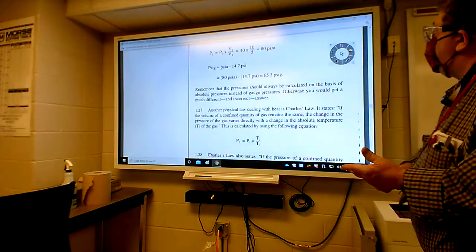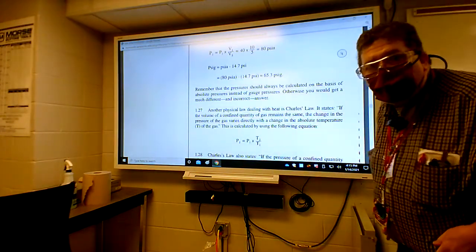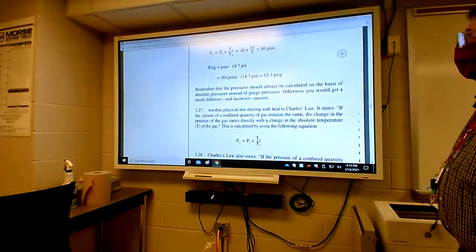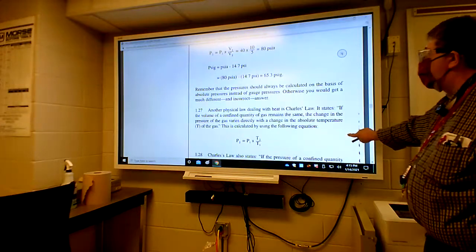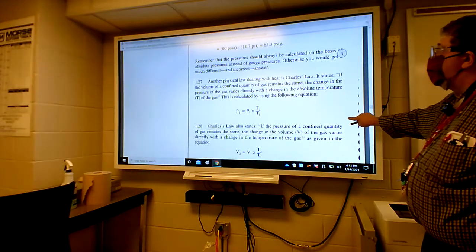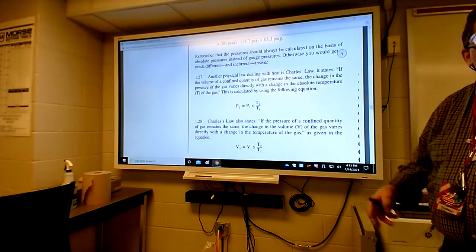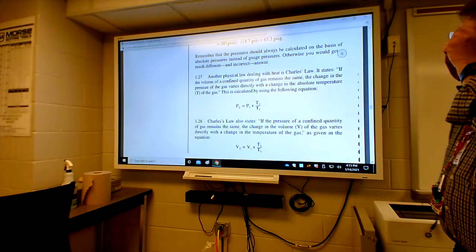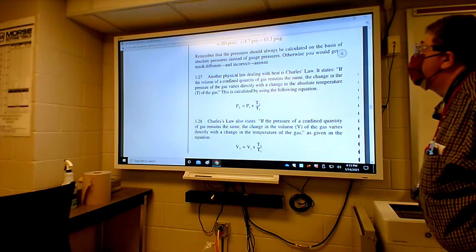Your pressures ought to always be calculated based on absolute pressures instead of gauge pressures, or you get an incorrect answer. The next one will be Charles's law. This is one that's about temperature. It's about your car tire, what it does, cold versus hot. So you see this all the time in the winter.